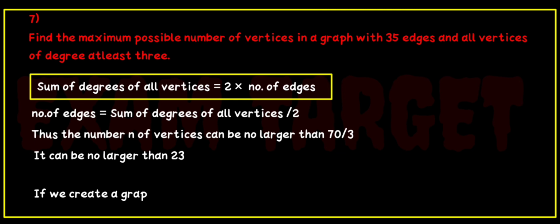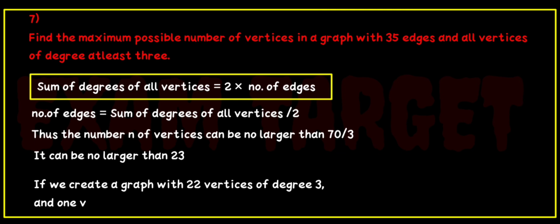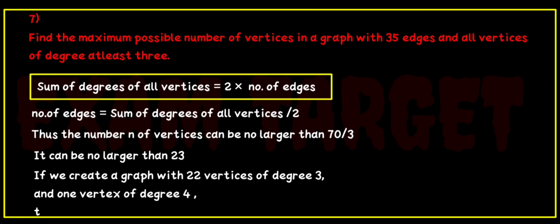If we create a graph with 22 vertices of degree 3 and one vertex of degree 4, the number of edges is 70/2, that is 35.